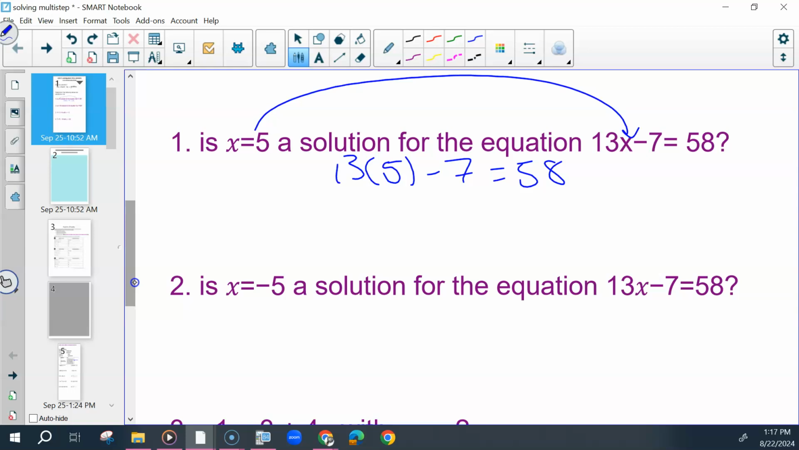Yes. Okay. And then if I subtract 7, do I get 58? Yes. So the other day we were talking about true equations. It's the same on both sides. It's a true statement, true equation. So this is a solution to this because of this. It works. Okay.